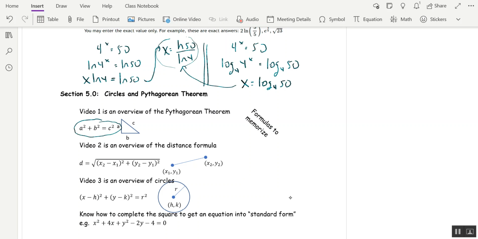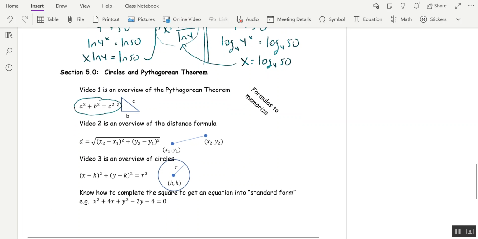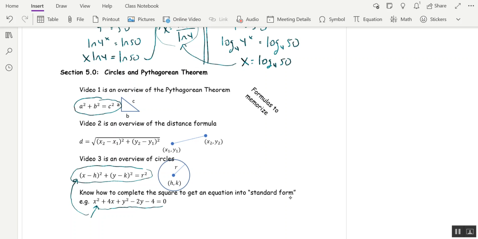And then video 3 is an overview of circles. So when you have a circle equation in this format, this equation describes a graph that has center (h, k) and radius r. And the trick in this section is taking an equation that's not in standard form like this, completing the square and rewriting it so it looks like that. Because when I look at this equation, I say, well, I have no idea what the center and radius of that circle is, right? So you have to rewrite it. And so watch the videos on that and be able to do that. It's a big week. And that's the end of the summary.